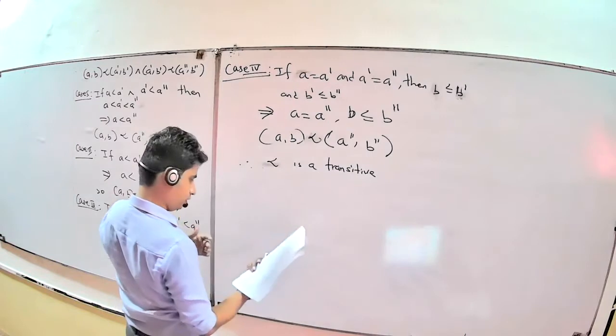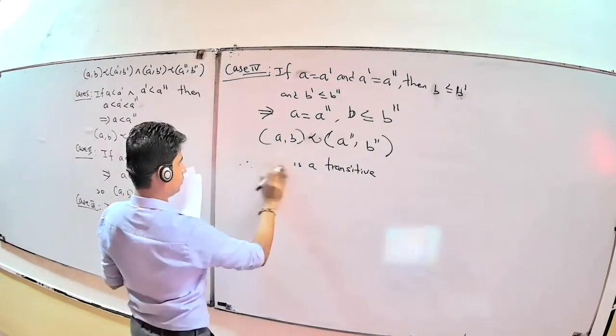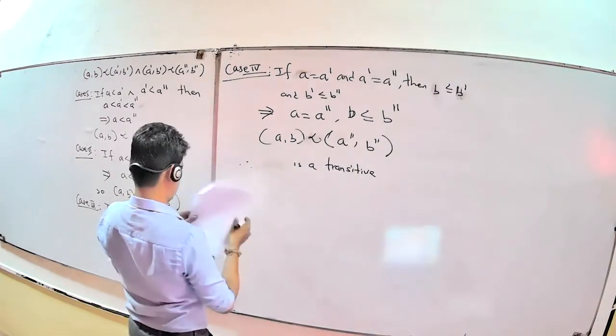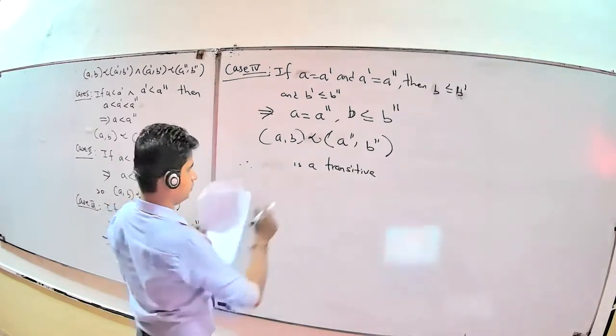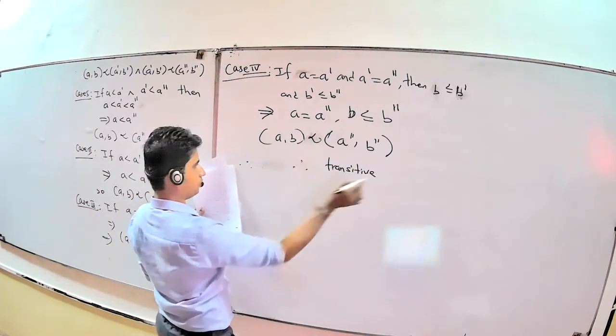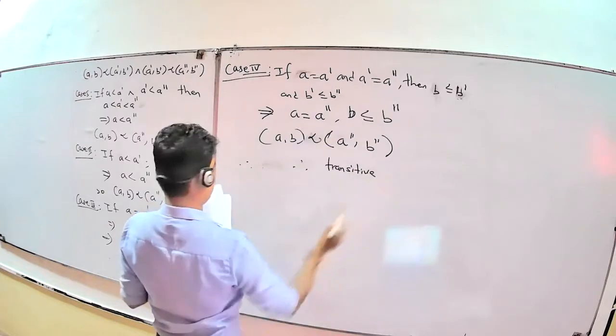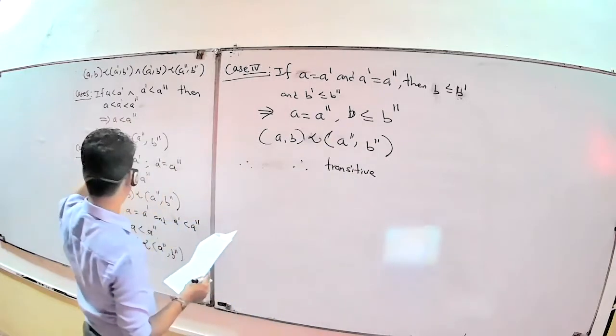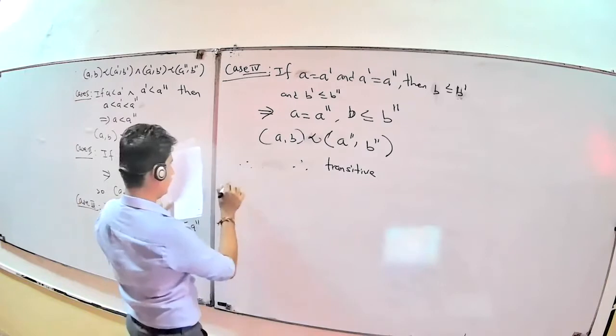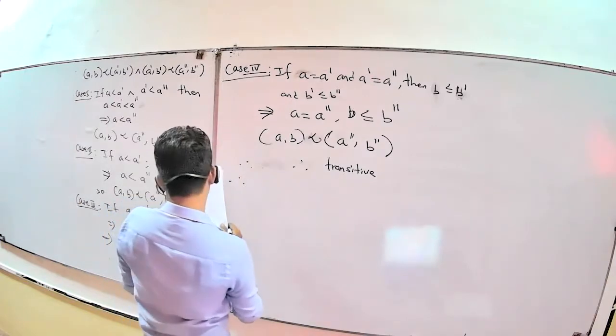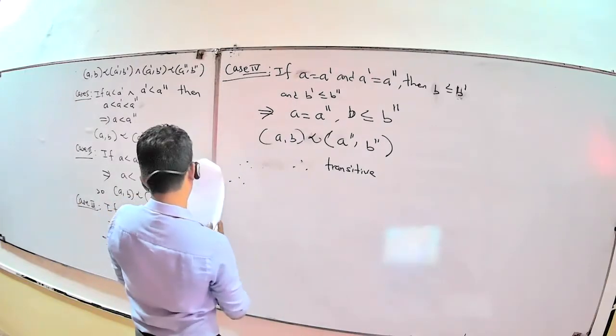Therefore, it is transitive. Transitive means reflexive holds, antisymmetric holds, transitive holds. Therefore, it is a partially ordered set. Okay, it's a partially ordered set.